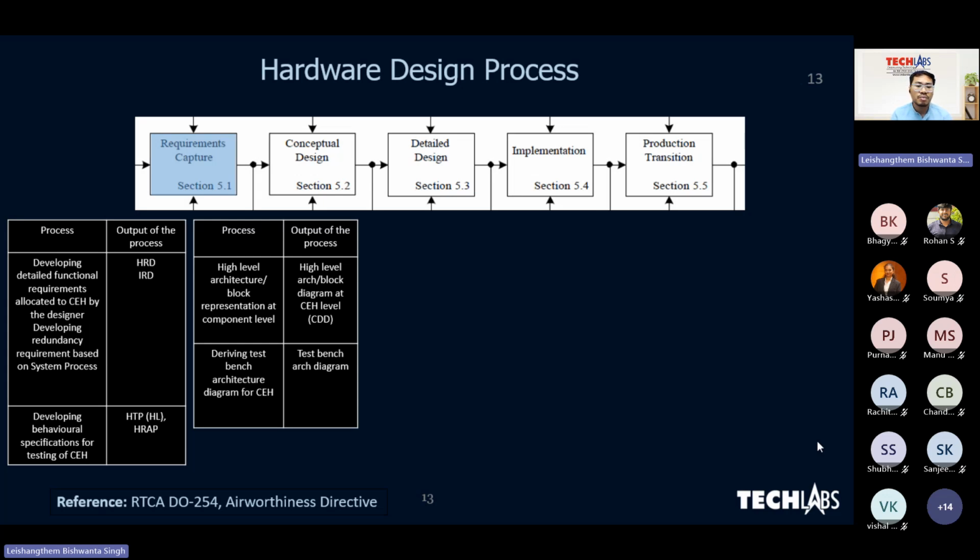Now let's talk about what happens within each of these processes. So we'll start from the requirement capture process, and you can see here is a small table. The first table we're talking about for the requirement capture process, just like I have explained in the previous slide for planning process. During the requirement process, you develop detailed functional requirements that are allocated to the complex electronic hardware by the designer, developing redundancy requirement based on system process. And then you are also responsible for developing behavioral specification for testing of the complex electronic hardware during this process.